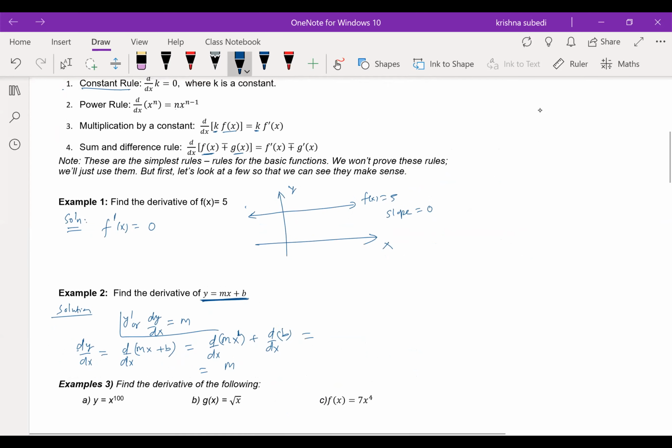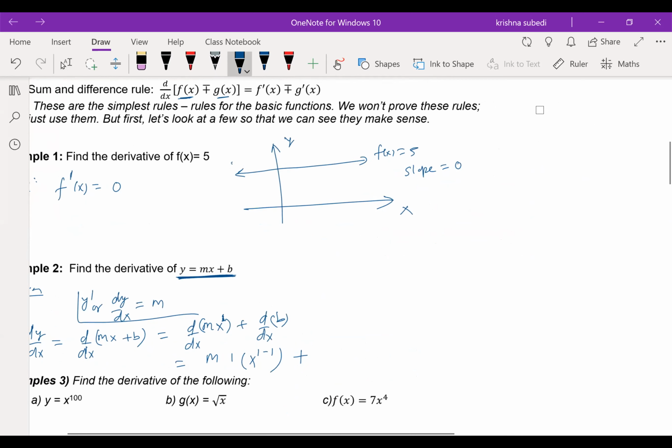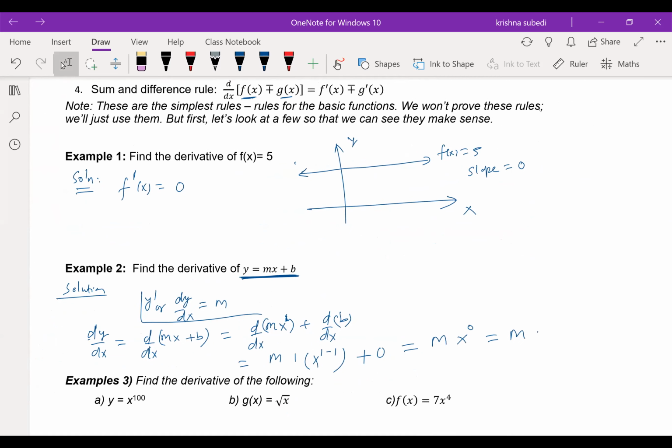So let us use that. n is 1, times x to the power n minus 1, plus the derivative of b. b is a constant, so the derivative will be 0. So this gives me m times x to the power 0, which means m. And it makes sense.